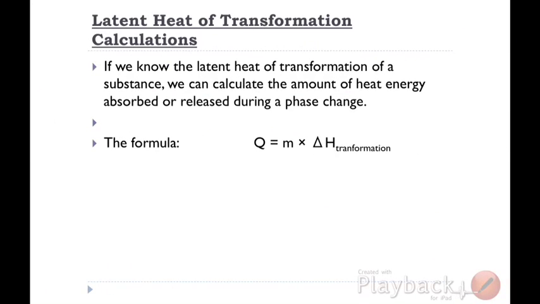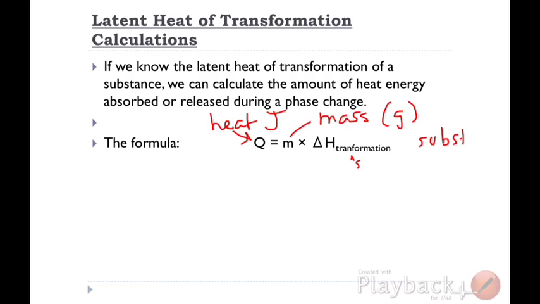So here's our equation. It's heat, this is the heat, and it's going to be measured in joules, equals the mass in grams times the heat of transformation. And the heat of transformation is, oh, there's a typo there, it has an S in it. Transformation goes with the substance, so it's particular to the substance and the phase change. So you have to have really clear information about what item you're either melting or vaporizing or freezing or condensing. You need to know.